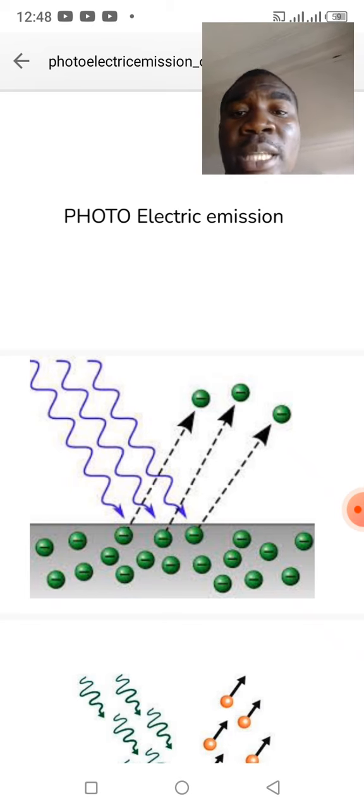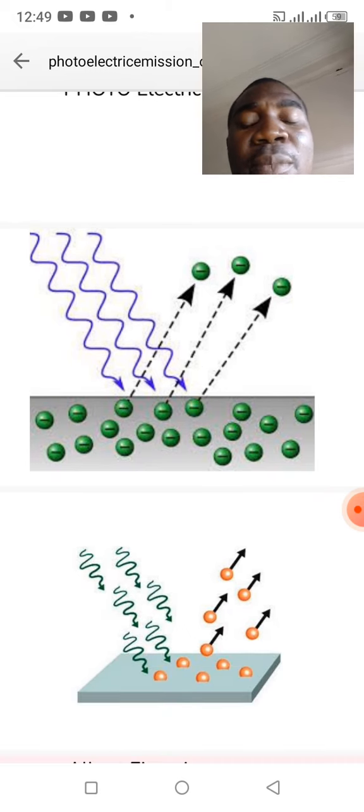The concept behind this is that when this electromagnetic radiation falls on the metal, electrons will be ejected from the metal. That simple thing is called photoelectric emission. The only thing that wasn't captured in this diagram is that the electromagnetic radiation, or the light, must have enough energy to be able to knock off the electrons. Now this is another diagram that depicts the same information, where these green arrows represent the electromagnetic radiation and the orange balls represent electrons being knocked off the metal.